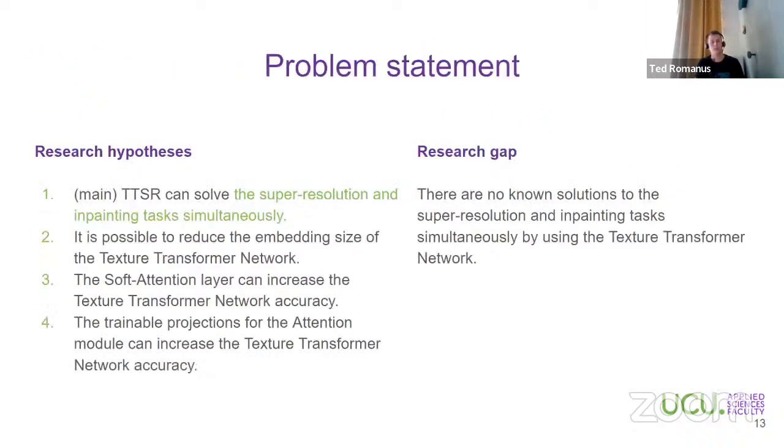So when we started doing the research, the gap was that there were no known solutions to super resolution and inpainting tasks simultaneously by using texture transformer network or any transformer networks at all, to our knowledge. And our research hypotheses were that the first and the main hypothesis is that TTSR can solve the super resolution and inpainting tasks simultaneously in one pass. And all next hypotheses are modifications to the model.